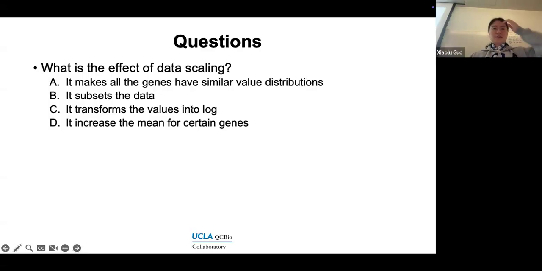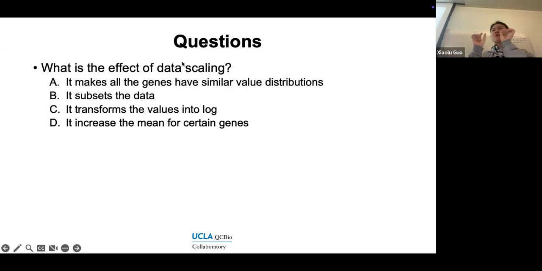Okay, so what is data scaling? We know that normalization is a transformation we do for each column, right? Each column is a cell, so it is for each cell. And then what is scaling? It makes the mean 0 and the standard deviation 1. Yes. So that is for each gene, right? So data scaling is what we do for each gene, for each row.